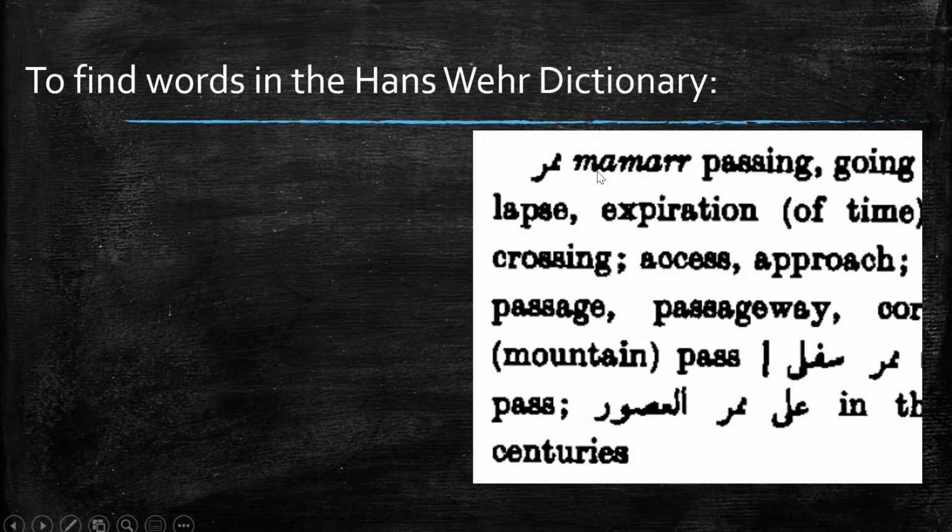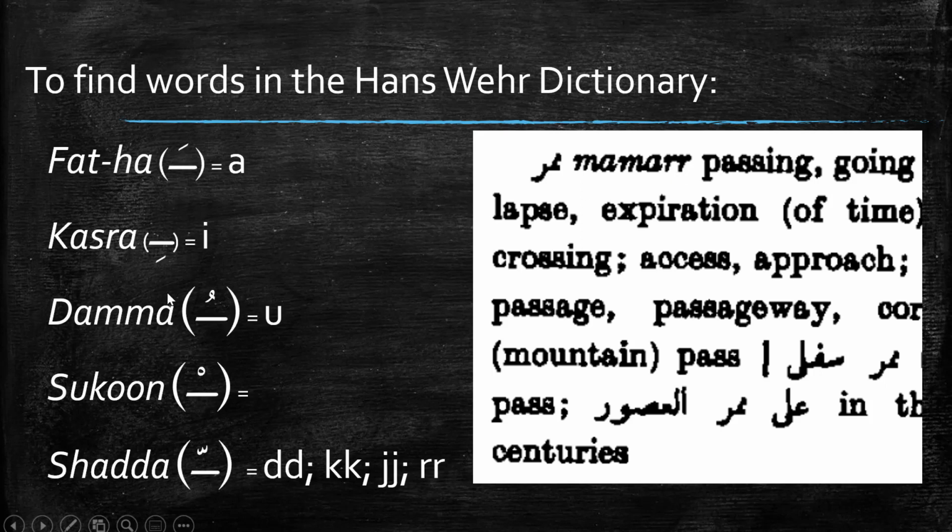Okay, so our next word says mamar. Using our key here, we know that the meme has a fatha on it. Why? Because we see M-A. And then that's another meme there, and that meme also has a fatha. And then we know the ra has a shadda. How do we know that? Because there are two R's. So the word is mamar. So in Arabic, this is what the word would look like.